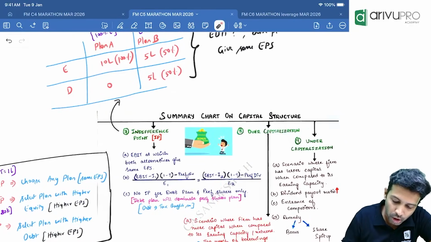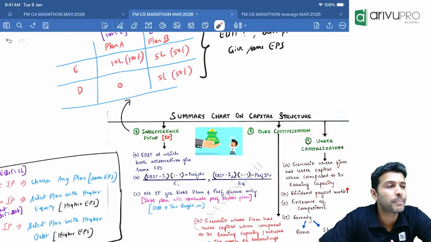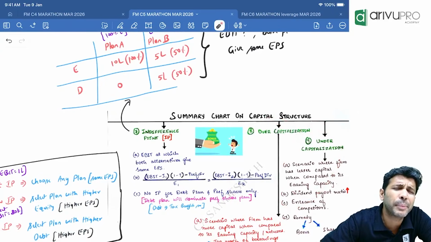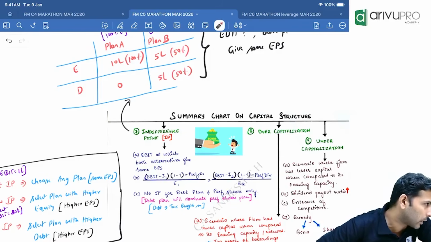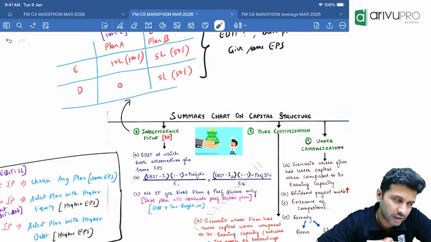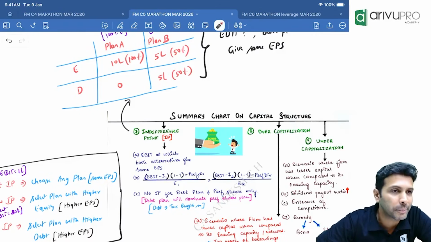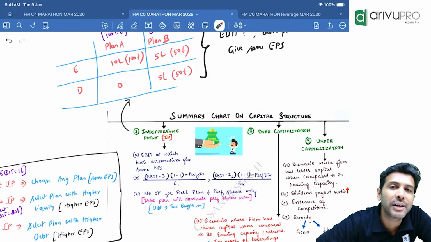Another one is a small concept called overcapitalization, undercapitalization. Overcapitalization. The name itself is saying overcapitalization. Overcapitalization means borrowing more than what is required. Suppose we need, let's say ArivuPro, we need 10 lakh rupees. We want to open a new branch. How much money we need?